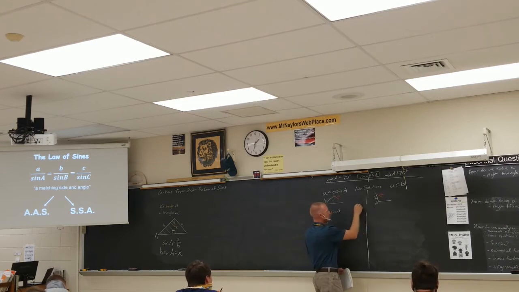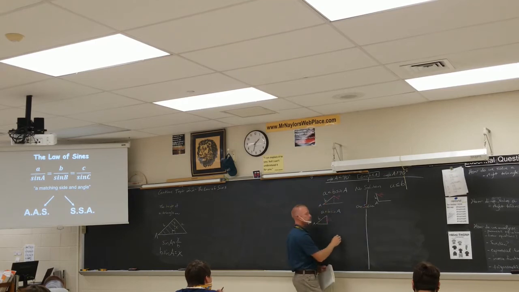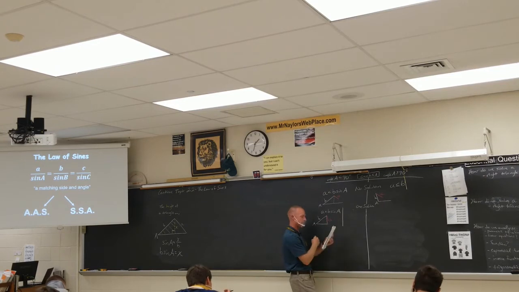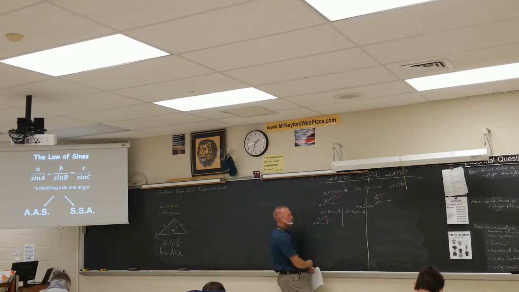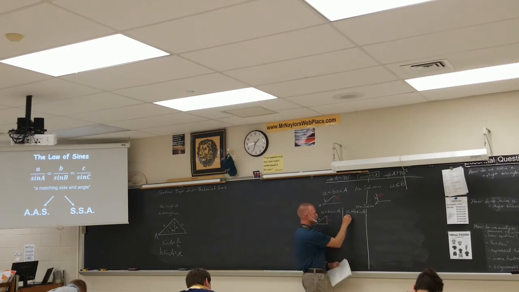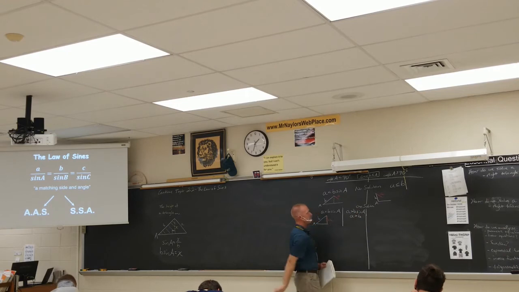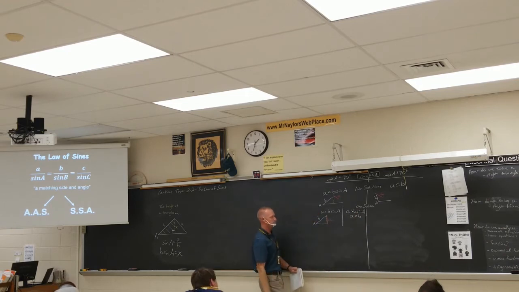Now there's another one, give myself a little space here. There's actually another category, another way that this can happen. And it would be if A is greater than B sine A. So A is greater than B sine A, and A is greater than B.